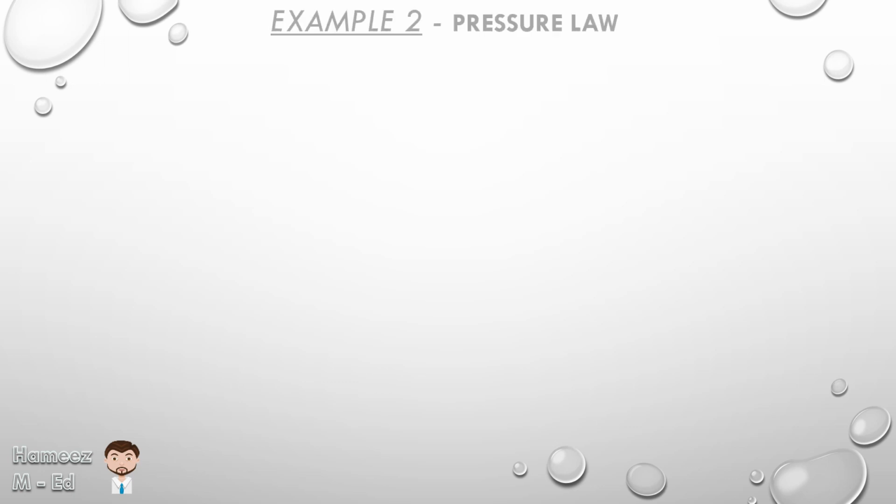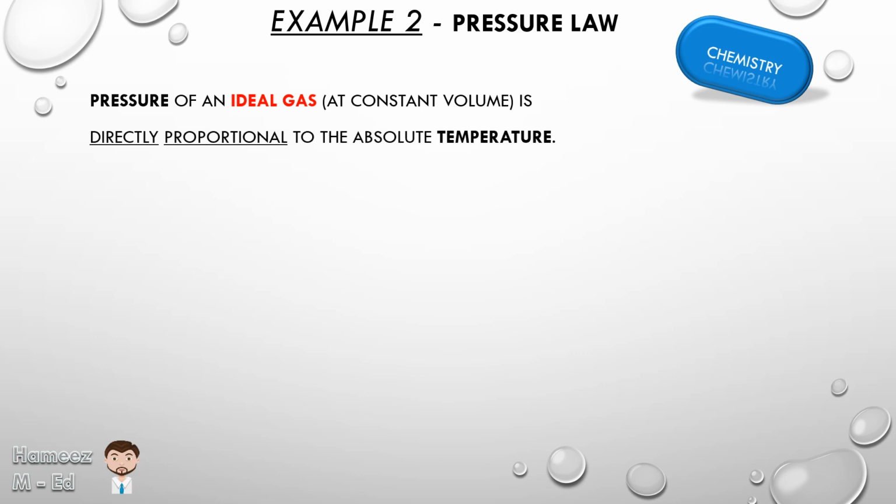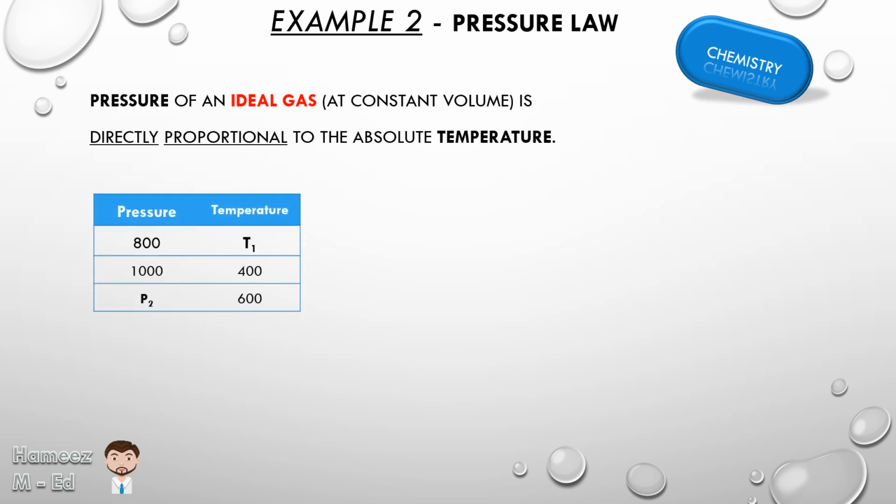We are now going to do a second example, which is based in chemistry and mathematics. This is the pressure law. The law says that the pressure of an ideal or perfect gas at constant volume is directly proportional to the absolute temperature. So we're given a table where the pressure is 1000 and the temperature is 400, and we are required to find out T1 when the pressure is 800 and P2 when the temperature is 600.